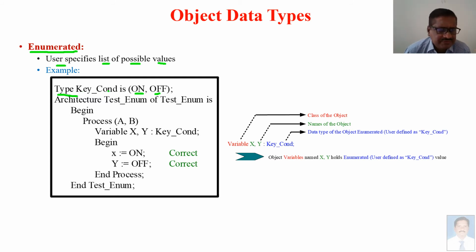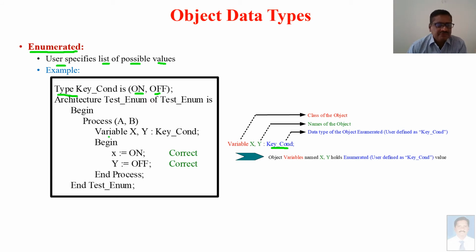This is a user defined parameter. Type is the reserved word. Key condition is the name given to that particular data type, and it has two possible values only, on and off. We can define any value as per the user requirement. The user can define any value for this particular enumerated data type.